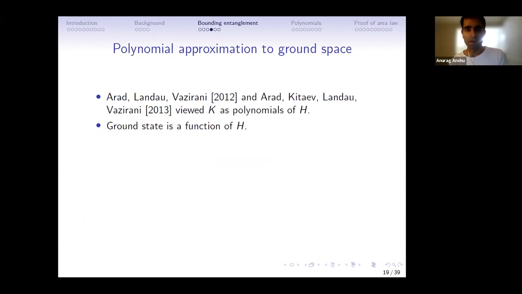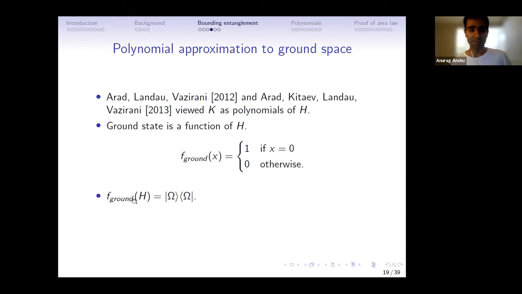All right. Another important contribution of this line of work was to construct K in a very interesting way, which might appeal to computer scientists particularly, which is to view K as polynomials of this Hamiltonian. I'll explain very quickly what that means. So the ground state, in fact, can be viewed as a function of the Hamiltonian. And how do we do that? Let me define this function f ground, which is 1 exactly when x is 0 and it's 0 otherwise. So when I feed the Hamiltonian into the ground function, what comes out is the ground state of the Hamiltonian, simply because all other eigenvalues of the Hamiltonian just get killed by the definition of the function, only this one remains.